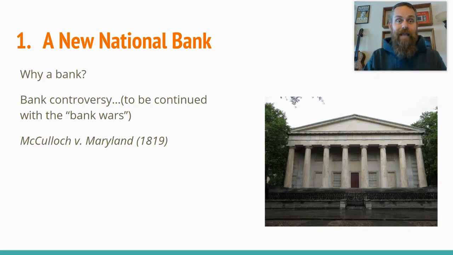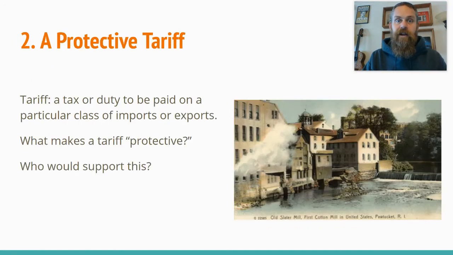That question will be answered in 1819 with the Supreme Court case of McCulloch versus Maryland, that will ultimately affirm the constitutionality of a national bank. But we'll get there later. Okay, so a new national bank is pillar number one of the American system.